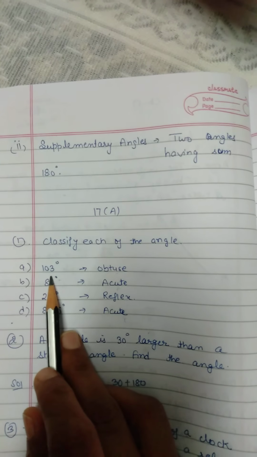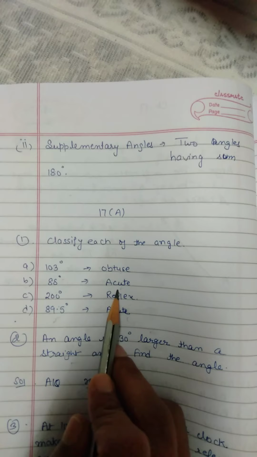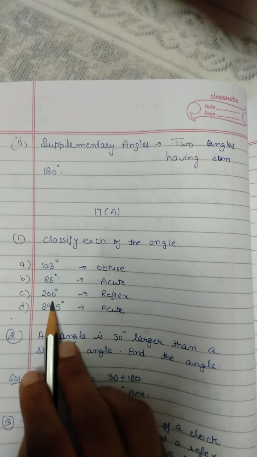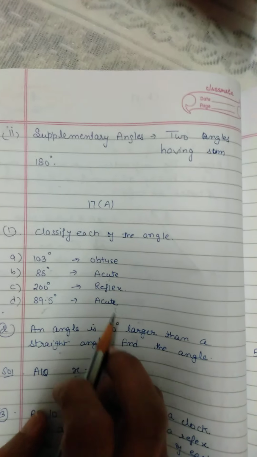This is 103, it is greater than 90, that's why this is obtuse. Less than 90, that's why acute. More than 180 degree, that's why it is reflex. Less than 90 degree, that's why it is acute.